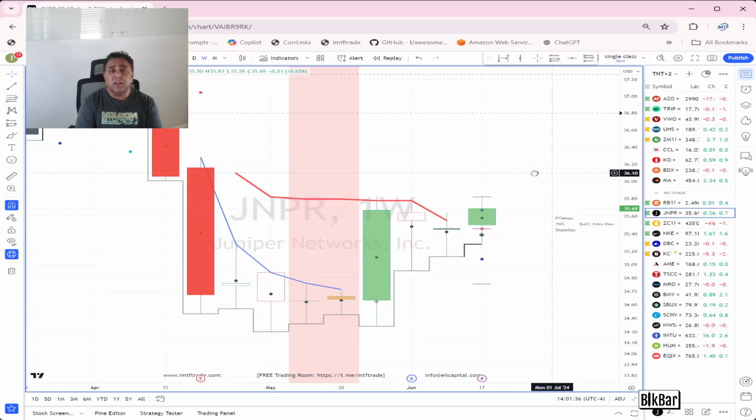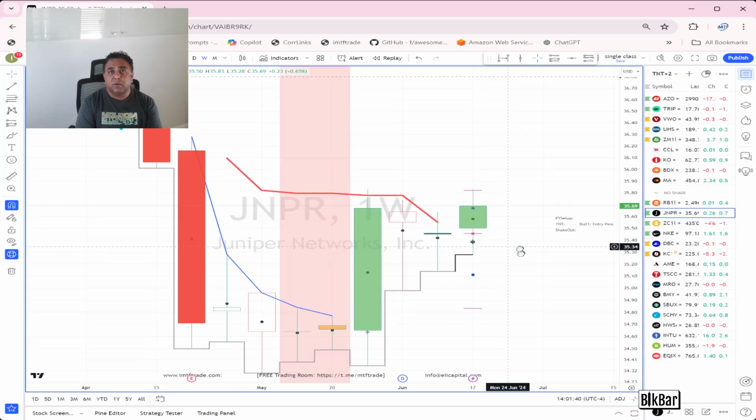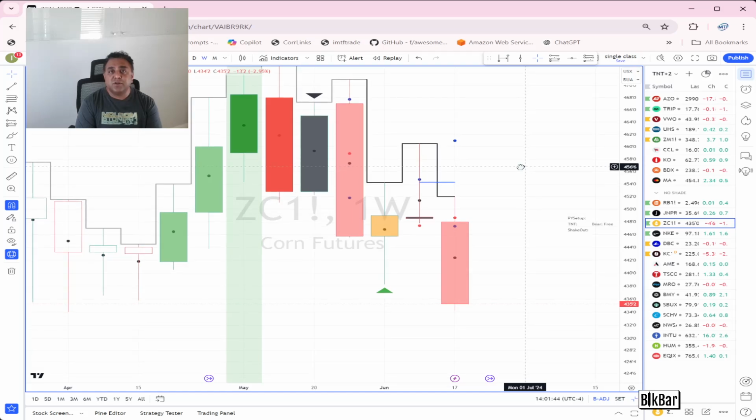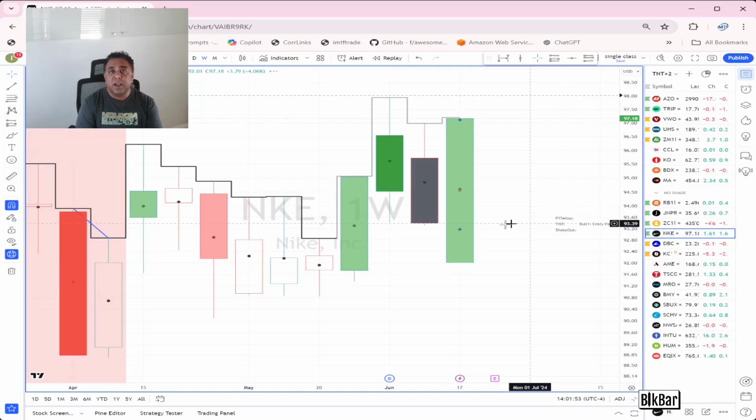Jupiter, this is a telecom stock. And this is profitable here. Barely profitable, but still profitable. Corn was an interesting one to see. This was basically going down, closed towards the low of the week. This was bearish. That was a nice profitable trade.